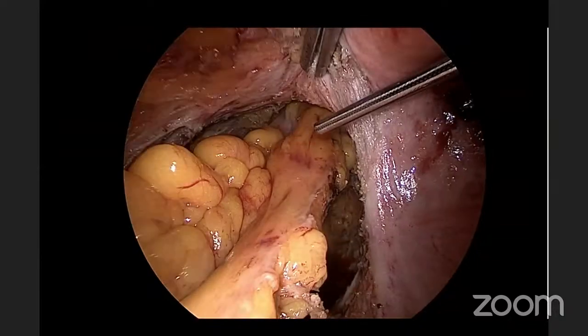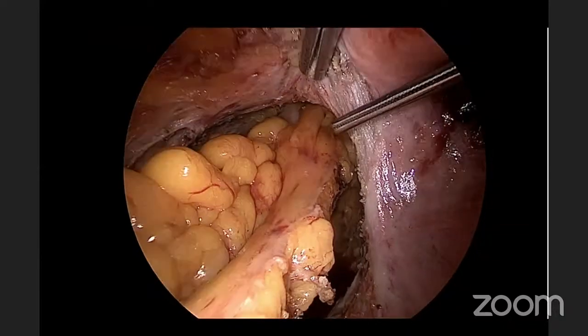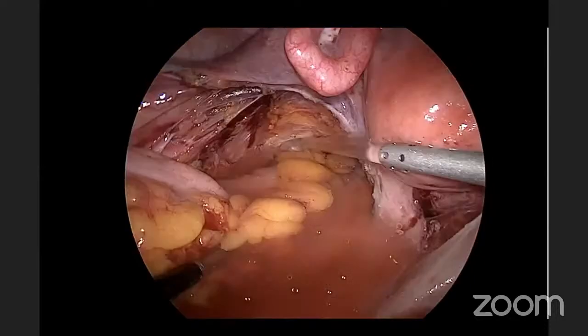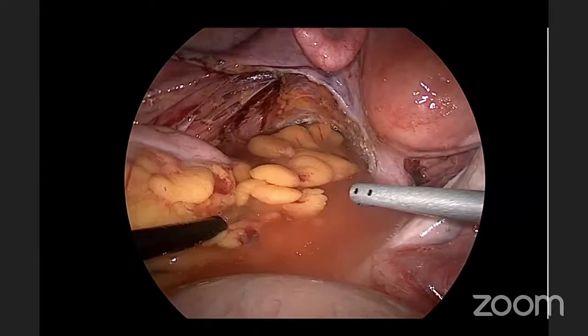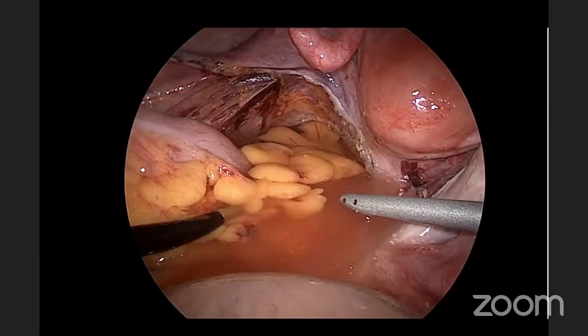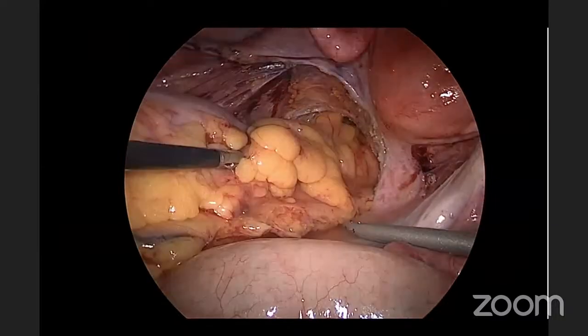Then we're doing an air leak test. So we put some water and then insufflate air through a syringe in the rectum. You can see that the rectum is inflating, but no air bubbles are seen. So that's a negative leak test, which is very reassuring.